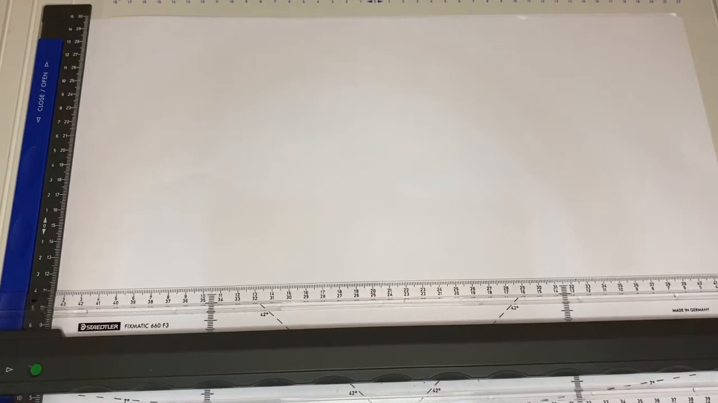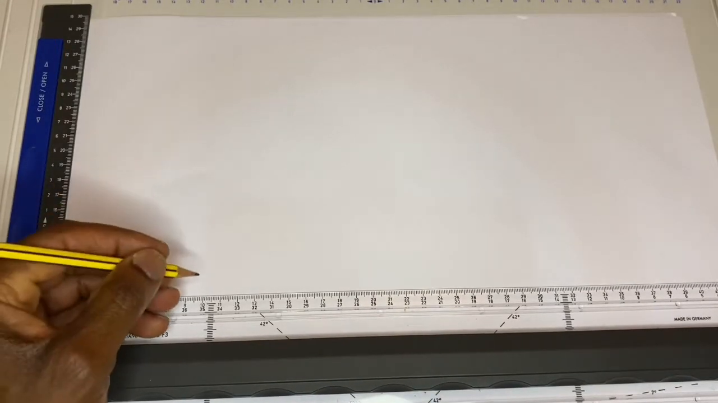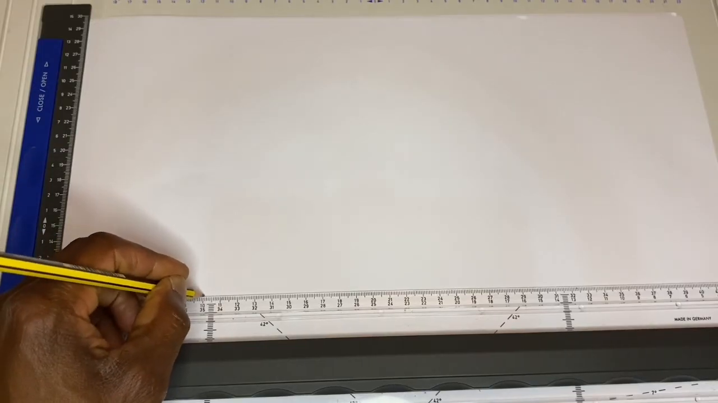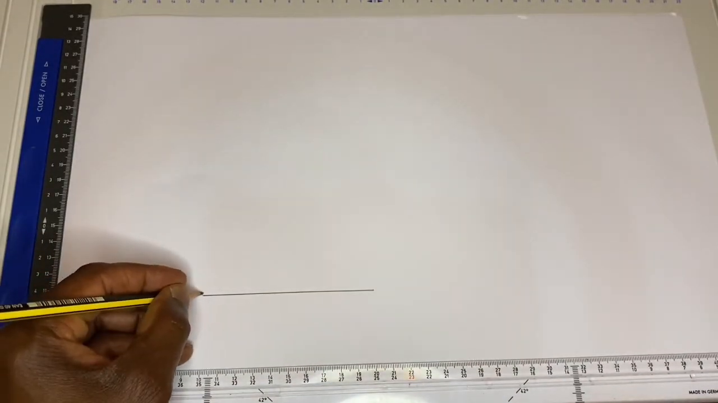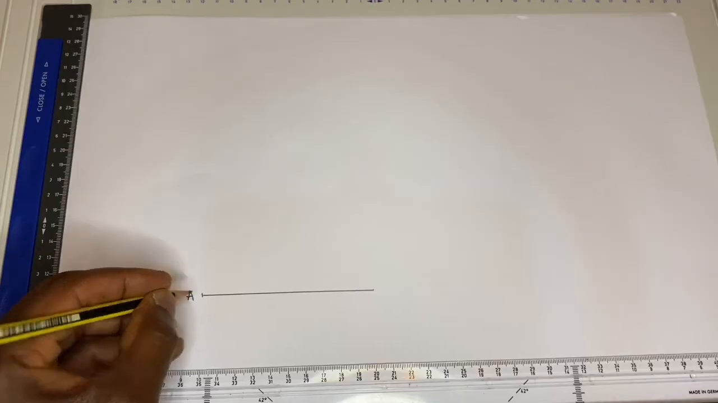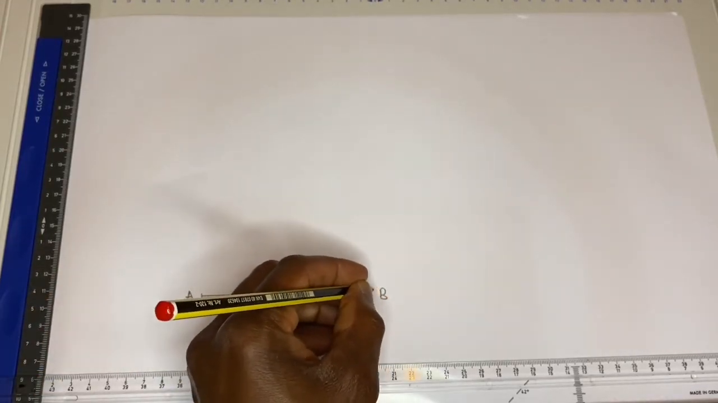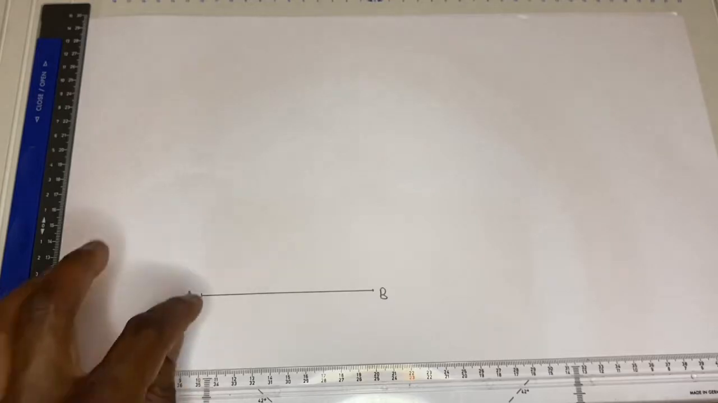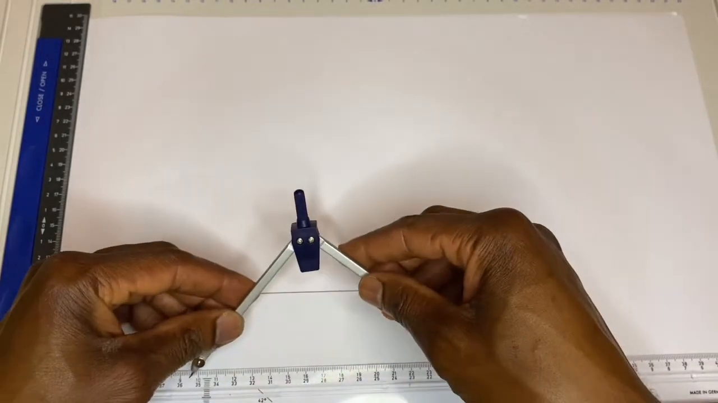So we are going to construct an isosceles triangle with one side 10 centimeters. So you draw your 10 centimeters. That is A and B, AB, 10 centimeters. And the other two sides are 15 centimeters. So after drawing these 10 centimeters, you measure your 15 centimeters.